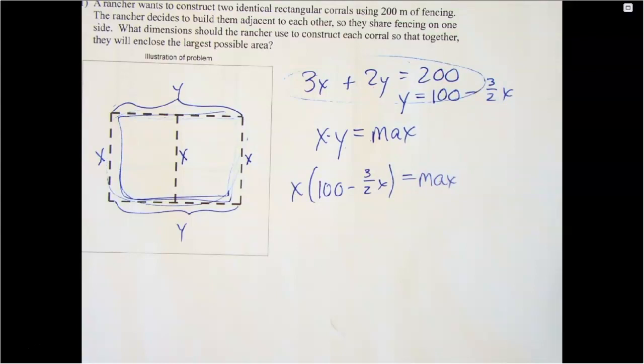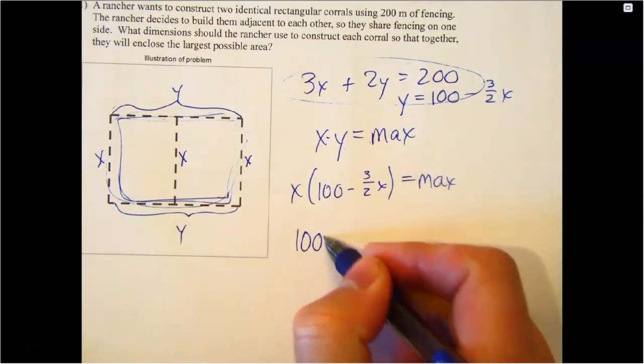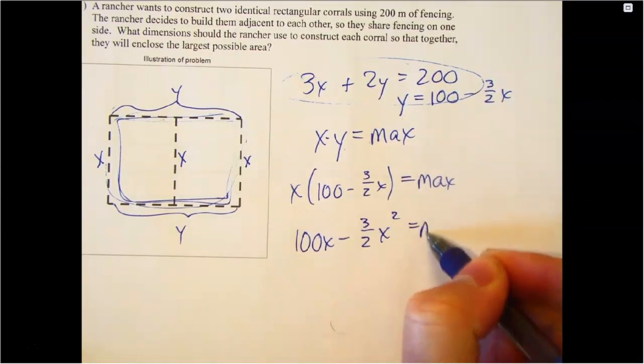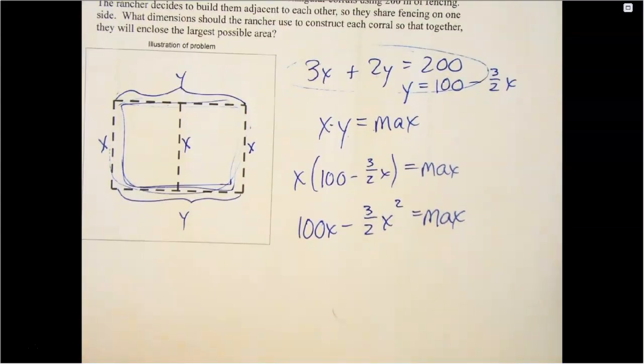So I have to take the derivative of it. It's a lot easier for me to take the derivative if I don't have to use product rule. I could do it there, but I think it's a lot easier if I distribute. So that's 100x minus 3 halves x squared equals max.